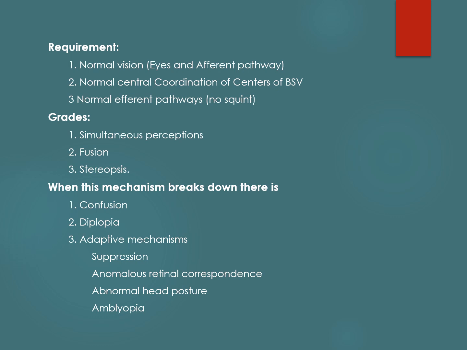Initially, the brain suppresses the image of one eye. But when the deviation remains permanent, the suppression leads to permanent depression of vision. This is called amblyopia. And the patient might adopt abnormal head postures to correct diplopia.